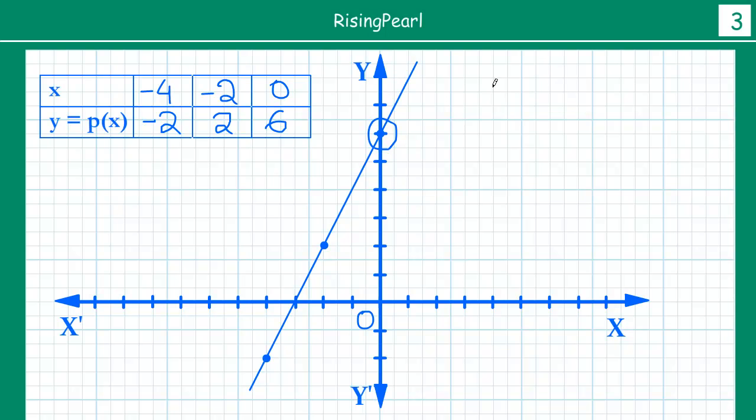So in this case, for p(x), let's write it here, for p(x), which was equal to 2x plus 6, this was our linear polynomial. We drew the graph and we found a straight line. That means the graphical representation of this linear polynomial is a straight line as shown in this figure, in this diagram. So the next step, let's try one more and see what happens.